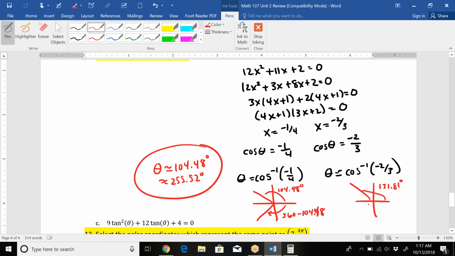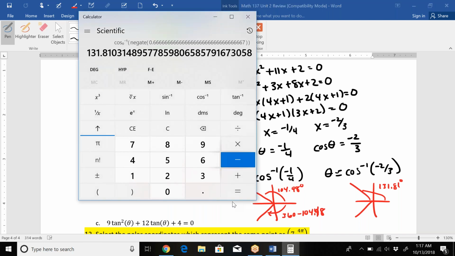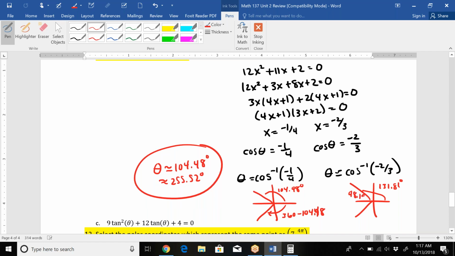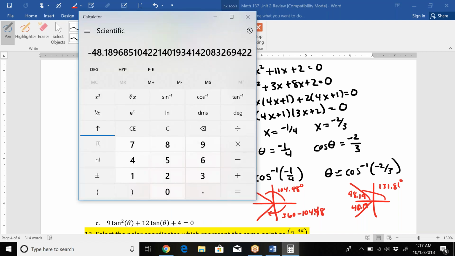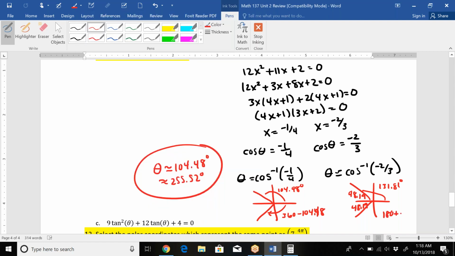And this time I'll do this one a different way. If I wanted to use the reference angle, I would subtract that from 180 and figure out that that's 48.19 right here. And then I know that this is an identical reference angle, so I could do 180 plus that. So just showing you two different ways to do it.